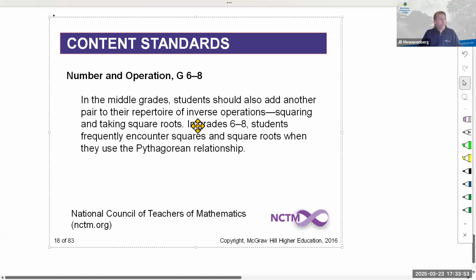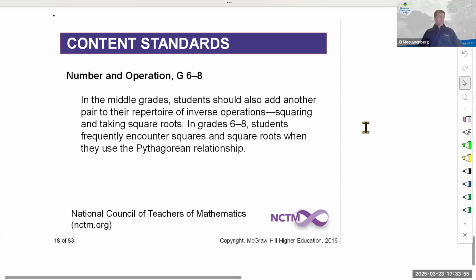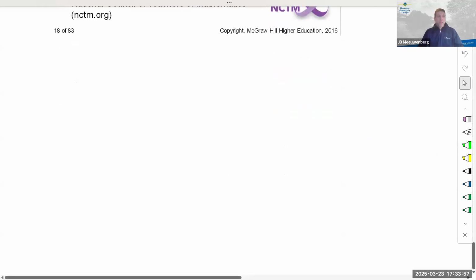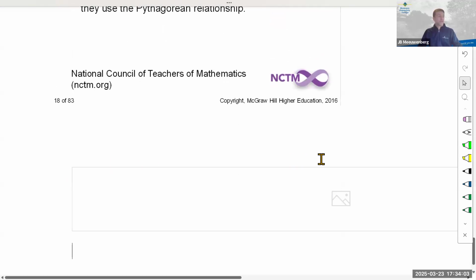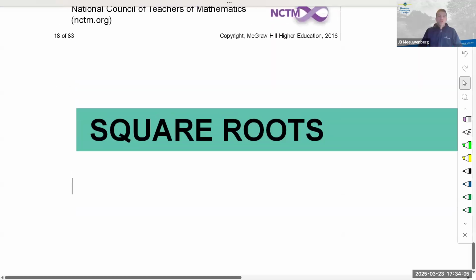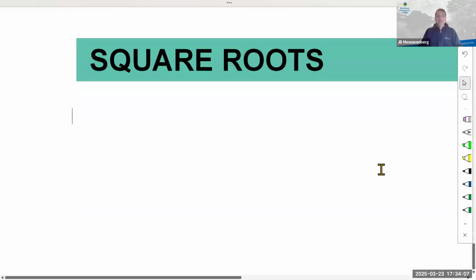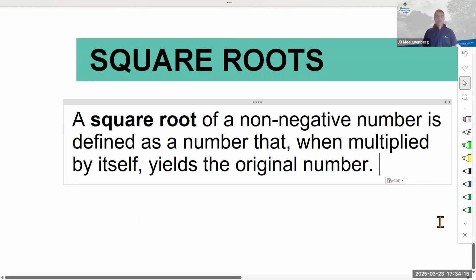So we use square roots in this content standard statement. And so let's take a moment to talk about square roots. Square root. What is it? What does it look like? How do we do it? So the square root of a non-negative number is basically defined as a number that, when multiplied by itself, yields the original number. Here's a nice definition right there.